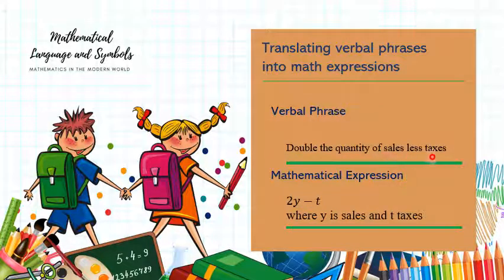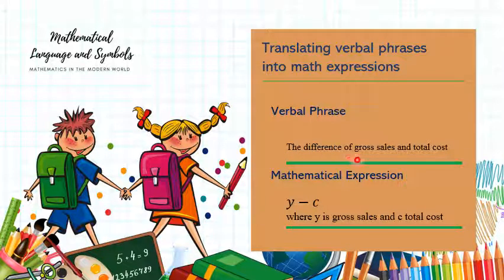Double the quantity of sales less taxes. So without looking at the solution first, double the quantity. That means 2 times the quantity is unknown, so you must use a variable. Okay, so in this example, we use Y is sales and T taxes. So double, that means 2 times the quantity minus the taxes, where Y is sales and T is taxes.